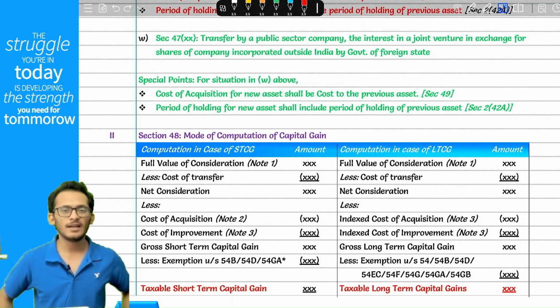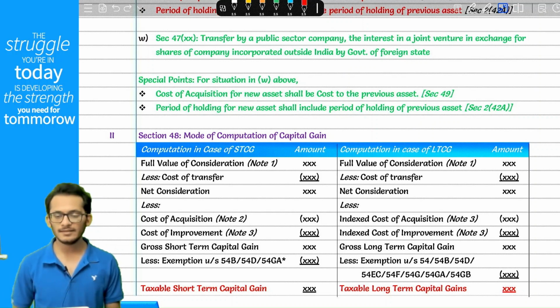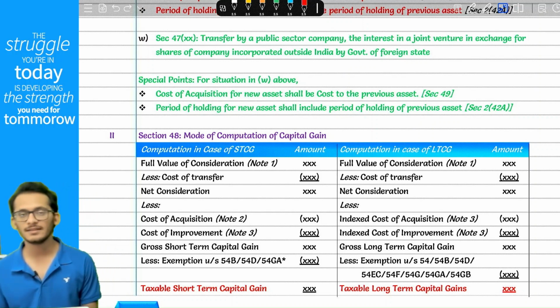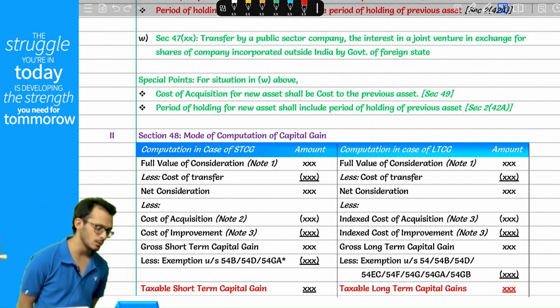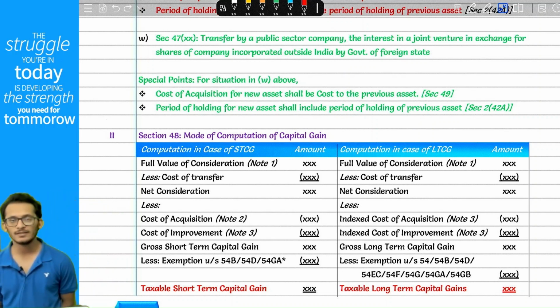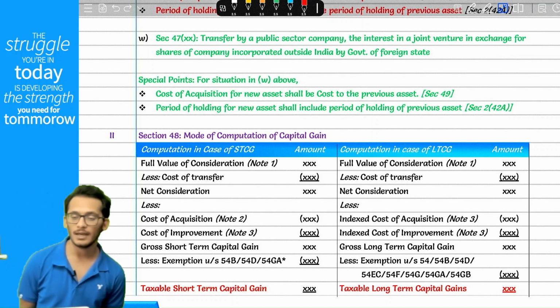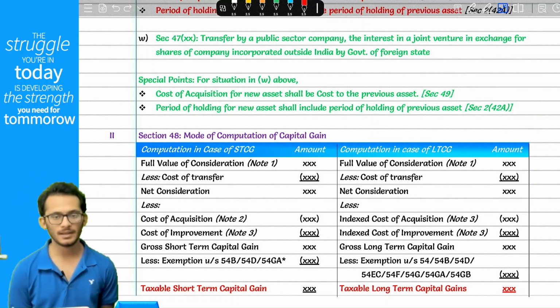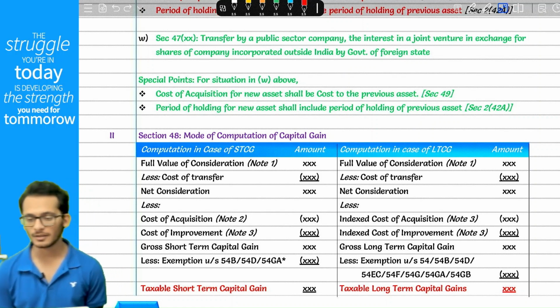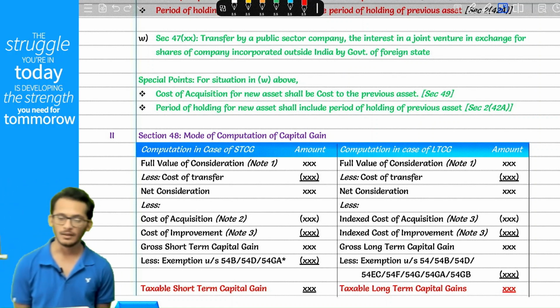First item is full value of consideration. Income tax says if you have any full value of consideration, that means it is the actual consideration which you received. What if I have an asset on which there is no full value of consideration? I will assume the asset to be fair market value. If the full value of consideration is not determinable, the full value of consideration will be the fair market value.